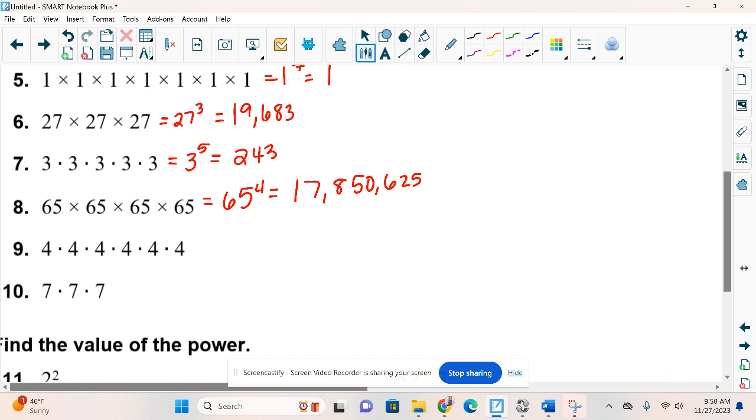Alright. How would you do number 9? To the power of 6. And how would you write number 10? 7 cubed, which is 343. Well, what does number 9 equal? I'm sorry. 4,096. Okay. Not too complicated, right? It's pretty easy.